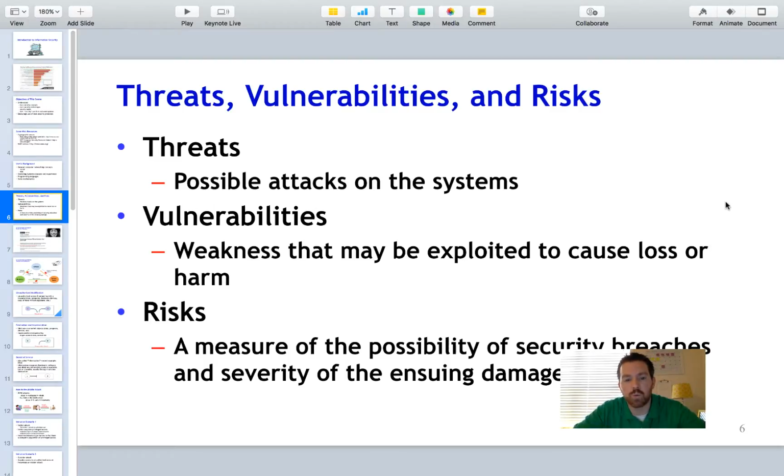All right, so what are the risks? Risk is a measure of the possibility of security breaches and severity of the ensuing damage. So let's say there was a threat, someone took advantage of a vulnerability, and caused a denial of service. If you start breaking down concrete and it blocks my gates, you're causing a denial of service. People can't come in and out of the city. What's the risk? Well, people can't get out. People can't access the outside world, or the outside world can't access the inside.